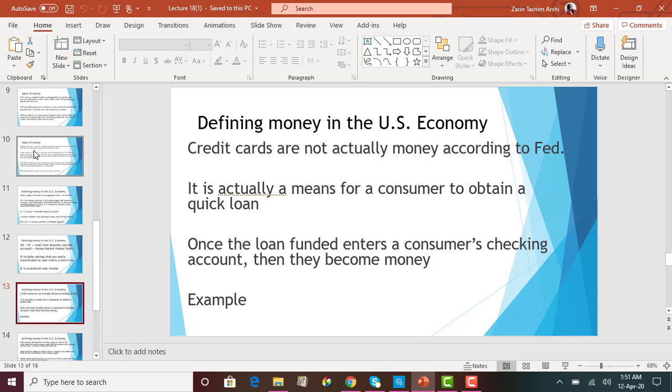However, if I take a personal loan of $10,000 from Wells Fargo, and the money comes to my account, then that becomes part of M1, because now that money is in my checking account. So you have to understand that when a bank gives a loan and the money comes into the account, it becomes part of the money supply. But credit cards are not included. So it's very important. You have to know what is included in M1, what is included in M2, and what we should not include in the calculation of M1 and M2.